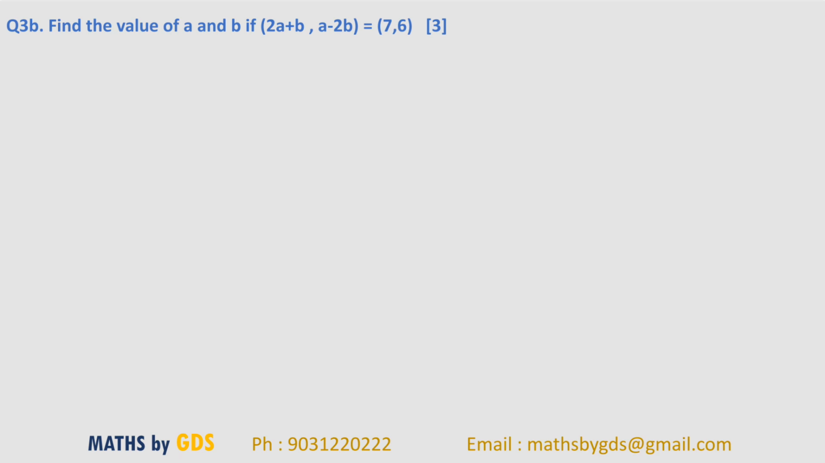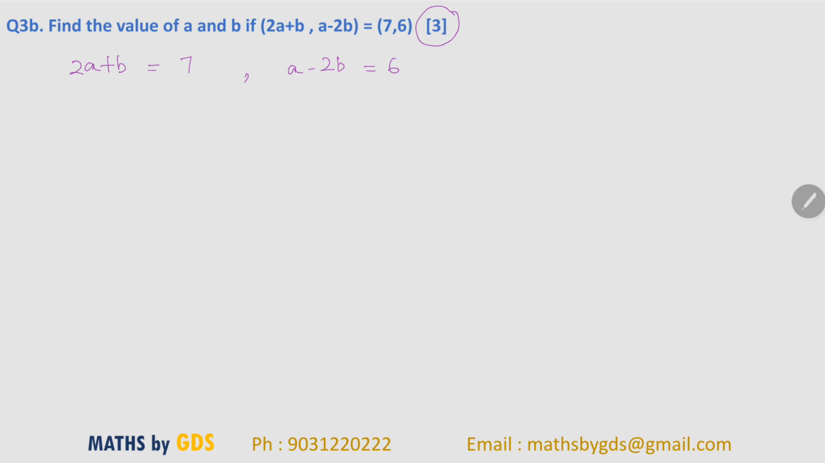The next question is, find the value of a and b if 2a plus b comma a minus 2b is equal to 7 comma 6. This question also carries 3 marks. So we could say that this is nothing but 2a plus b, which is equivalent to 7, and another equation, a minus 2b, equivalent to 6.